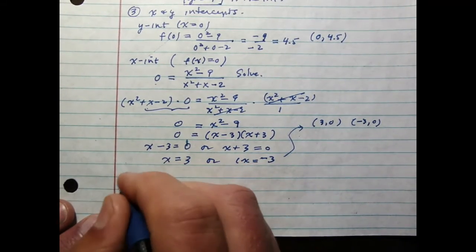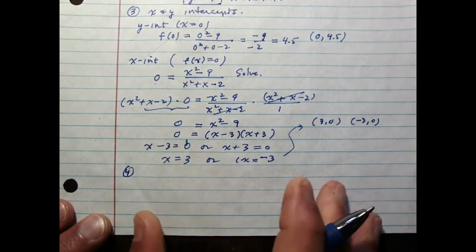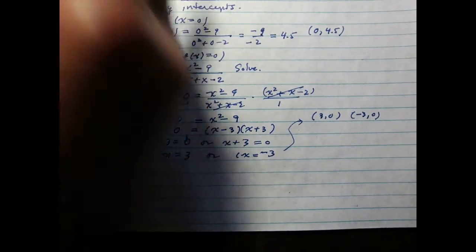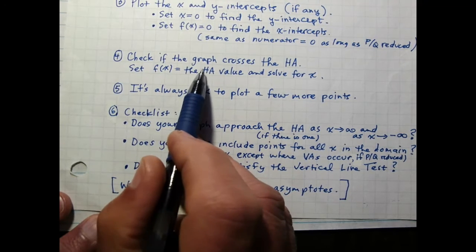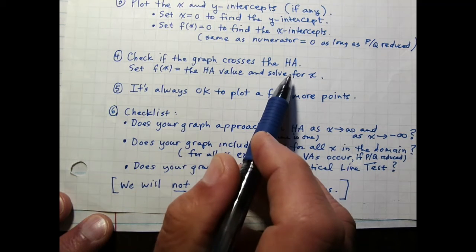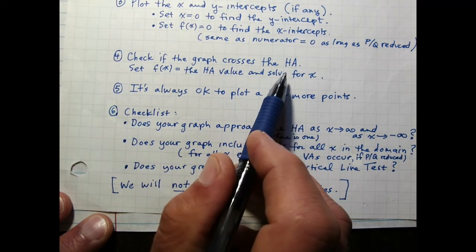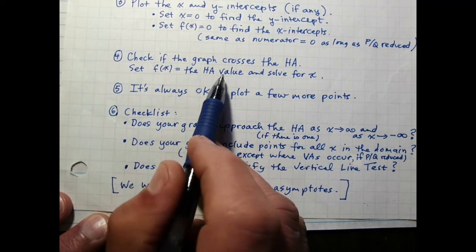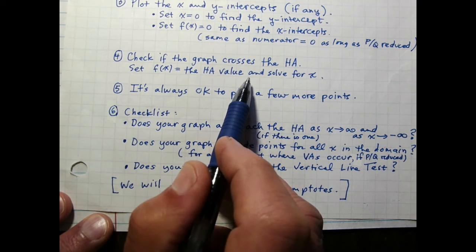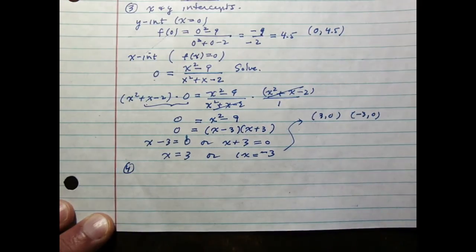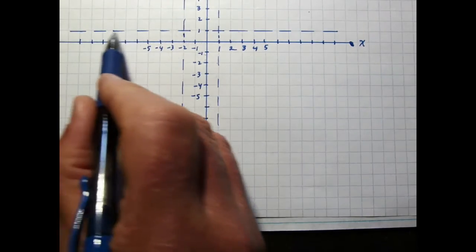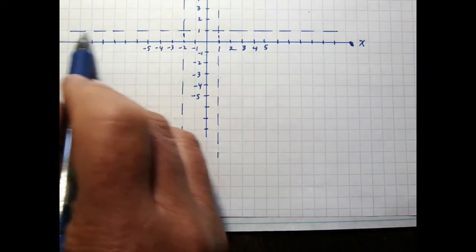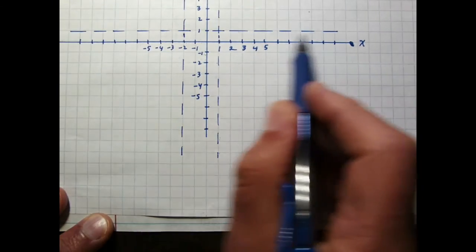And now step 4. Here's something we haven't done yet. Check to see if the graph crosses the horizontal asymptote. Set f of x equal to the horizontal asymptote value and solve for x. So it's possible that there can be points on our graph that lie on this horizontal asymptote. And so that's what we're trying to find.